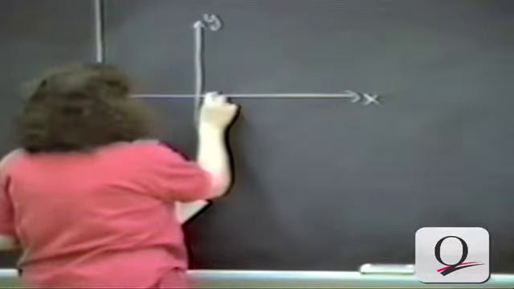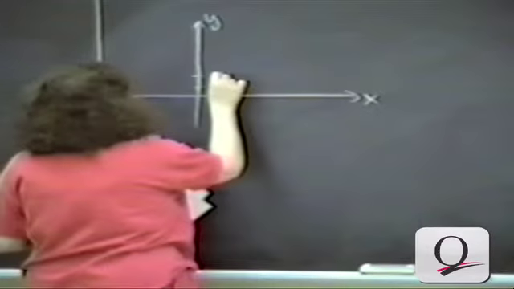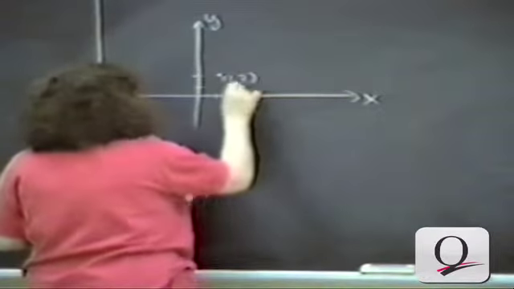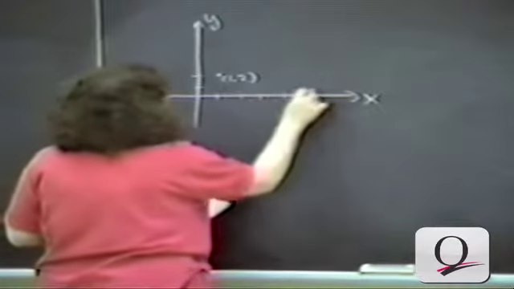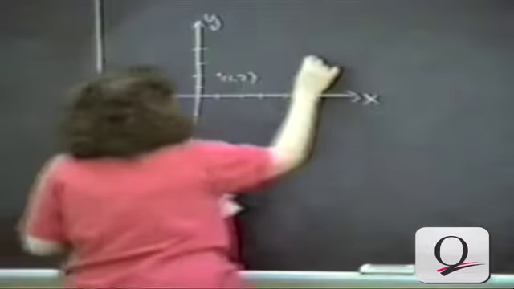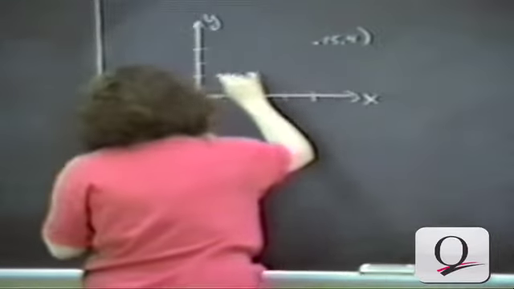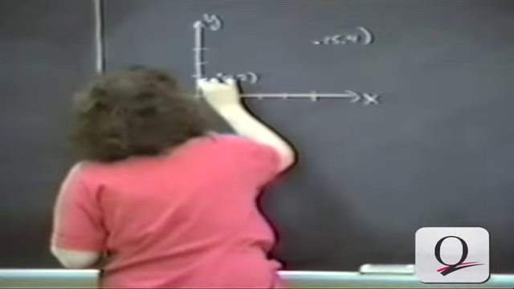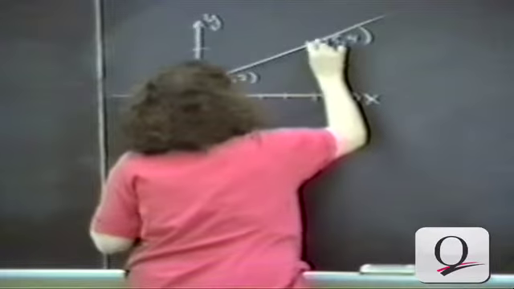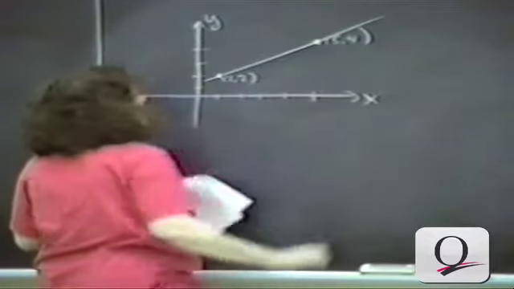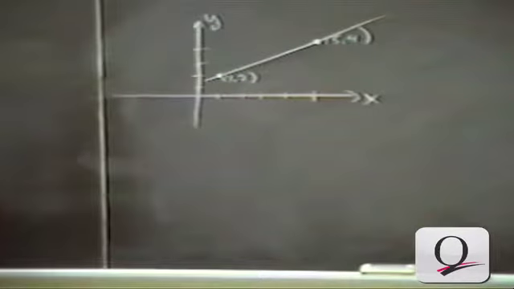Okay, let's say the straight line looks like this. It goes through the point, they might tell you, 1, 2, and 5, 4. That's supposed to be a straight line going through 1, 2, and 5, 4. And they ask you for an equation of this line.